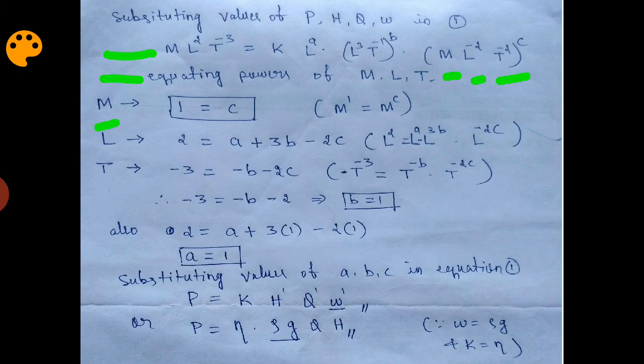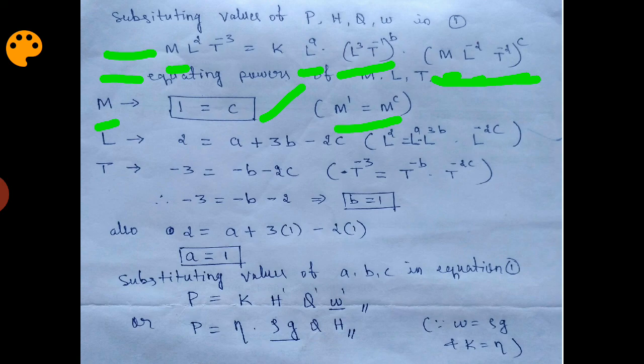Consider first M. If you see on the LHS, there is only M raised to 1. If nothing is there, it means the power will be 1. In the RHS, you can see in the first term there is no M term, in the second term there is no M term, in the third we have an M term, so M raised to c. So only writing the power, it will be c. So directly we will get the value of c, which is equal to 1. I have written here only considering powers: M raised to 1 is equal to M raised to c. If I simplify, we get 1 is equal to c.